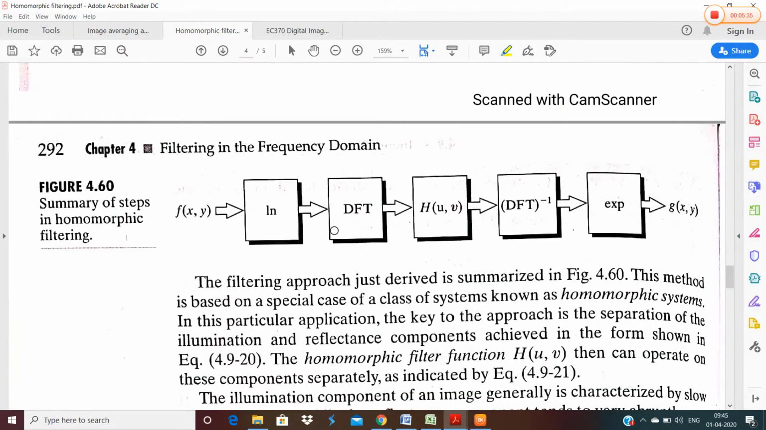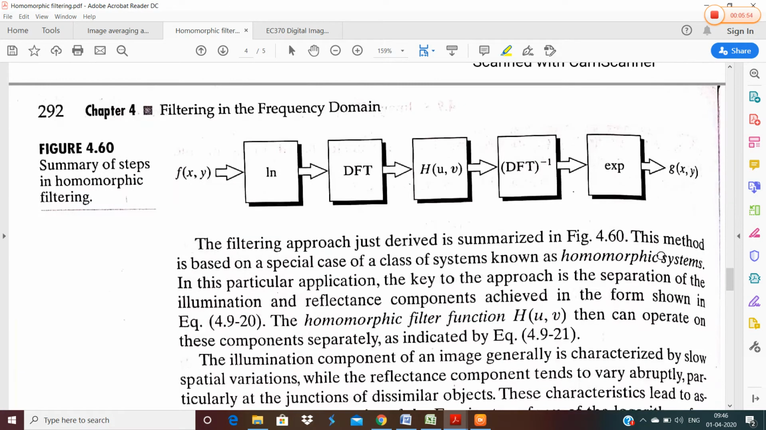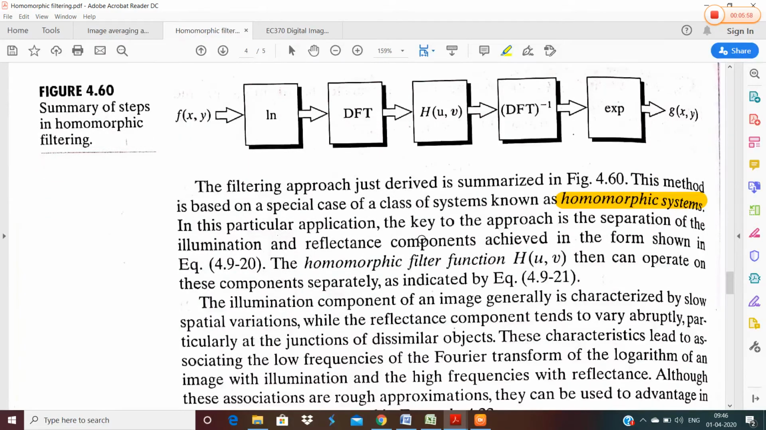And this operation is now represented in the form of a block diagram. Initially, you have the image, take its natural logarithm, find the DFT. Then you apply the filter, inverse DFT, taking the inverse of natural logarithm, that is exponential, to get the final image G. The system is called homomorphic system. And so this is the procedure in homomorphic filtering.